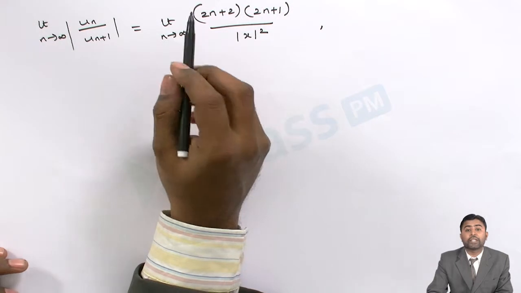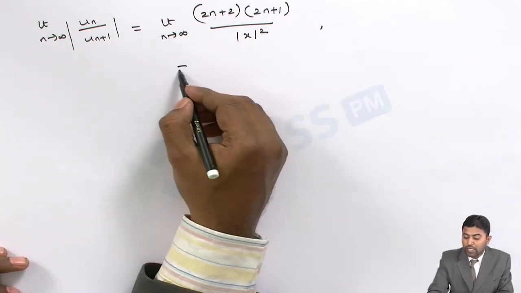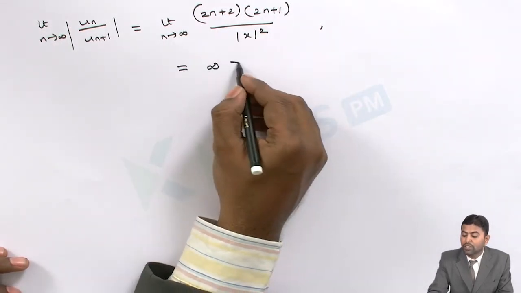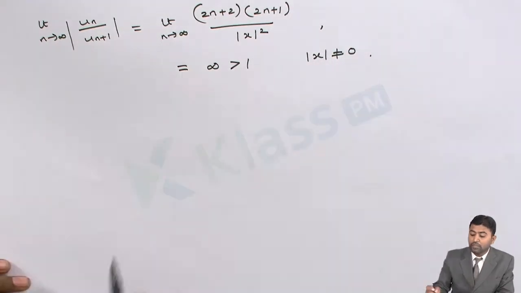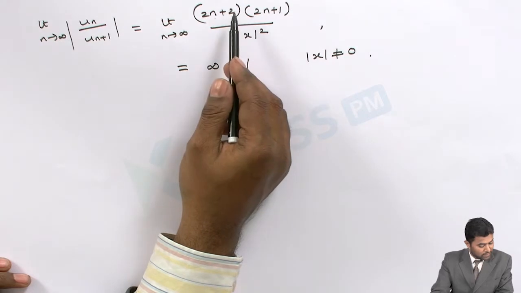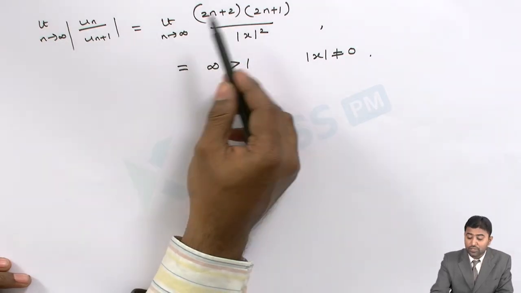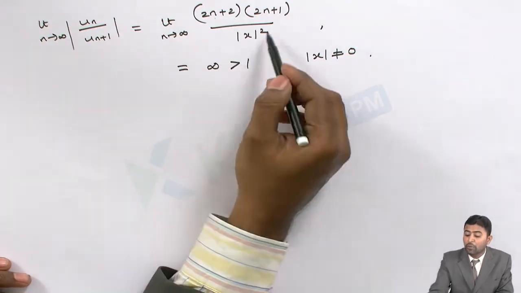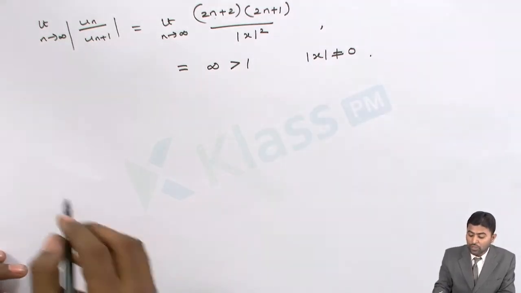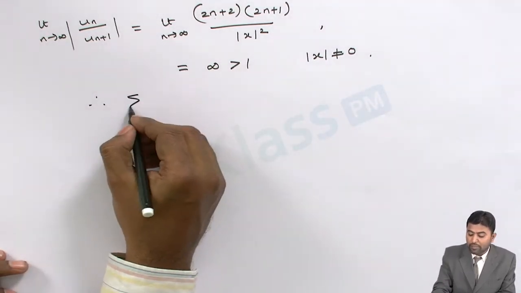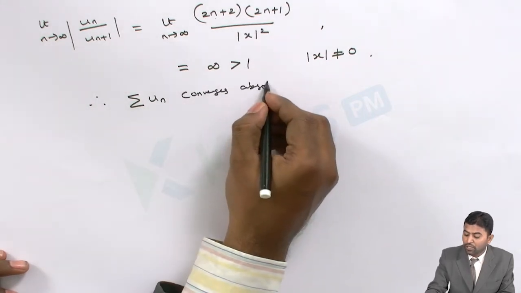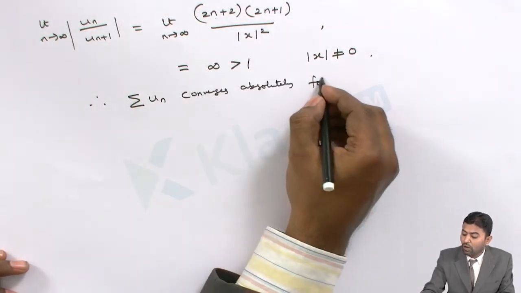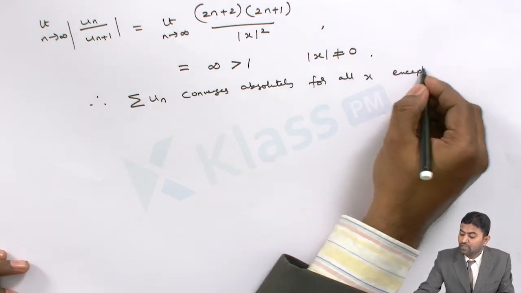Here when I apply limit n tends to infinity, I am going to get the answer as infinity, which is greater than 1 provided mod x is not equal to 0. So therefore I can say that summation un converges absolutely for all x except x is equal to 0.